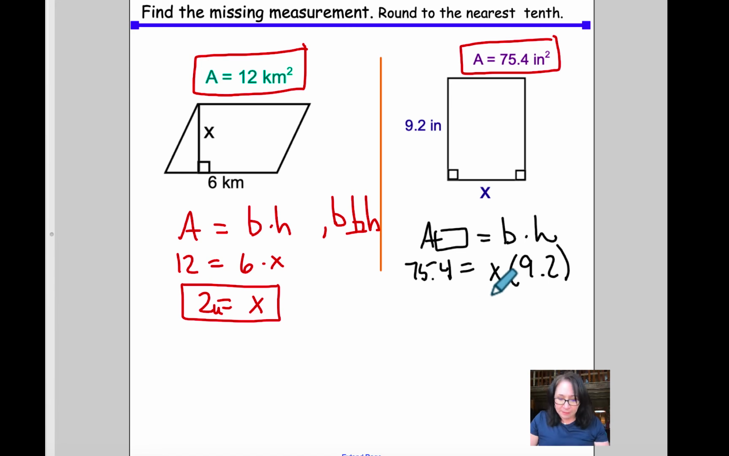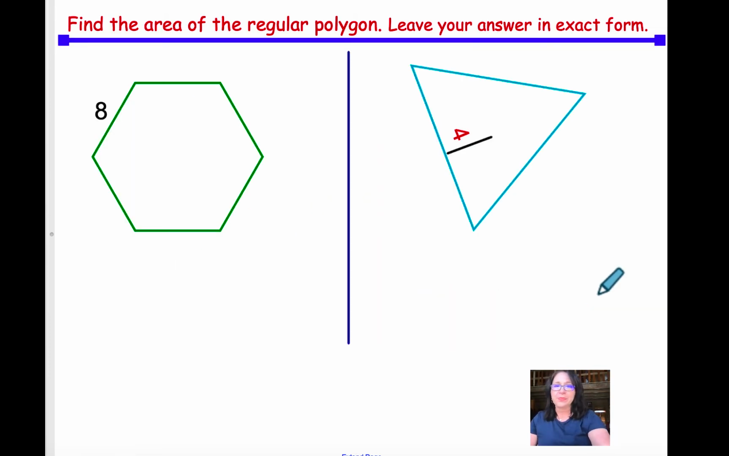So I'm going to take 75.4 and divide that by 9.2. And I get 8.19 or 8.2. So x is approximately 8.2 units or inches, etc.